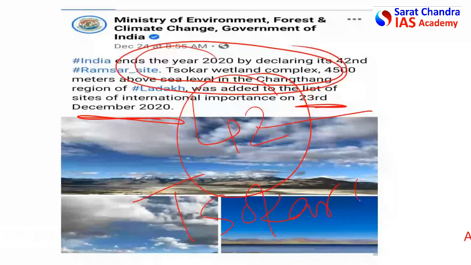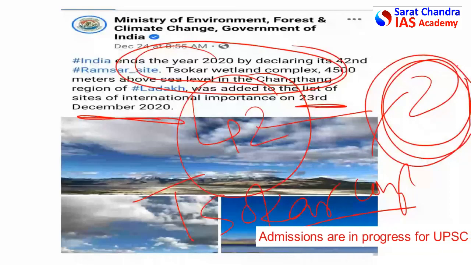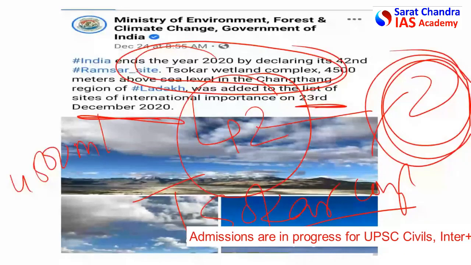It has two major wetlands at a height of 4,500 meters above sea level.